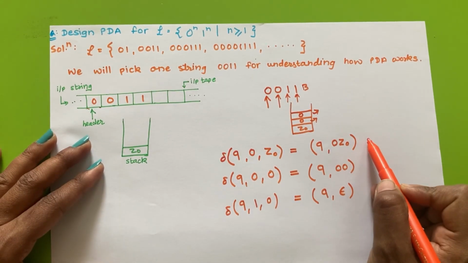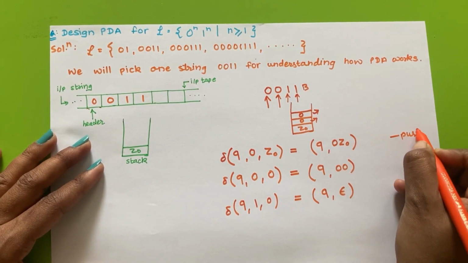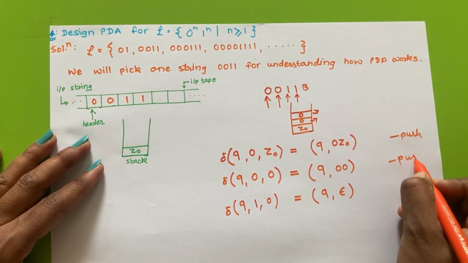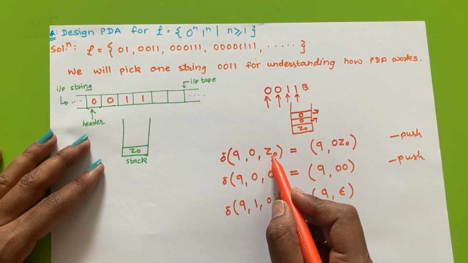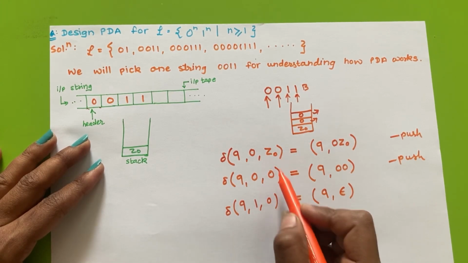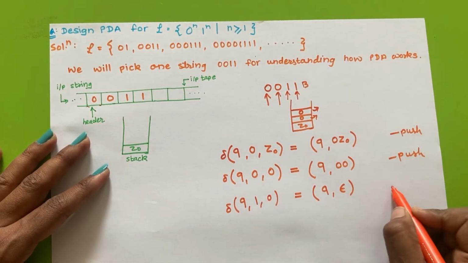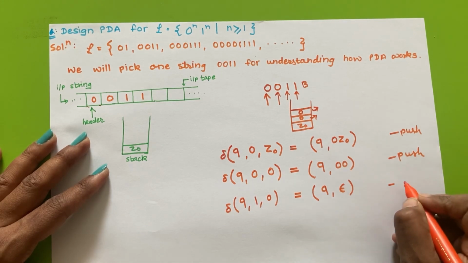Okay, so this was related to the push operation. Here the top of the stack is different, that's why we have taken two different transitions for the same push operation.